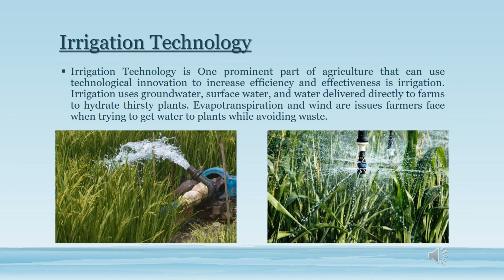One prominent part of agriculture that can use technological innovation to increase efficiency and effectiveness is irrigation. Irrigation is a method in which a controlled amount of water is supplied to plants at regular intervals for agriculture. So it means that irrigation is an alternative way to provide water to plants.